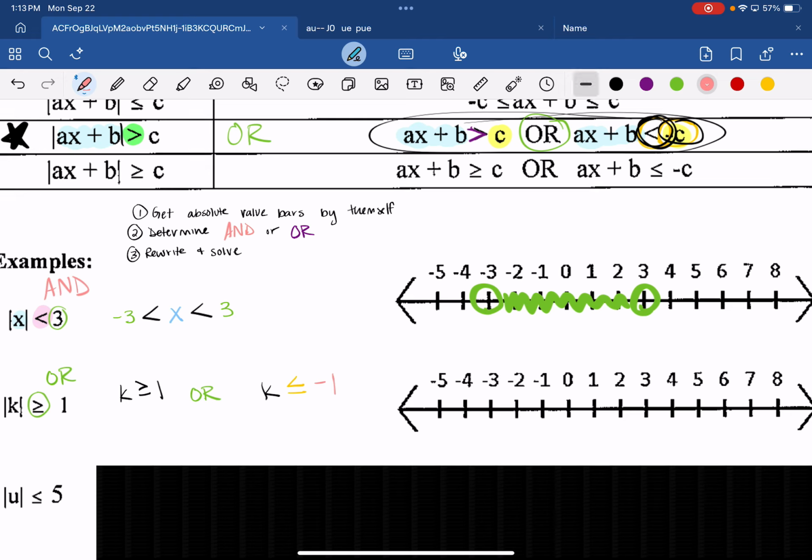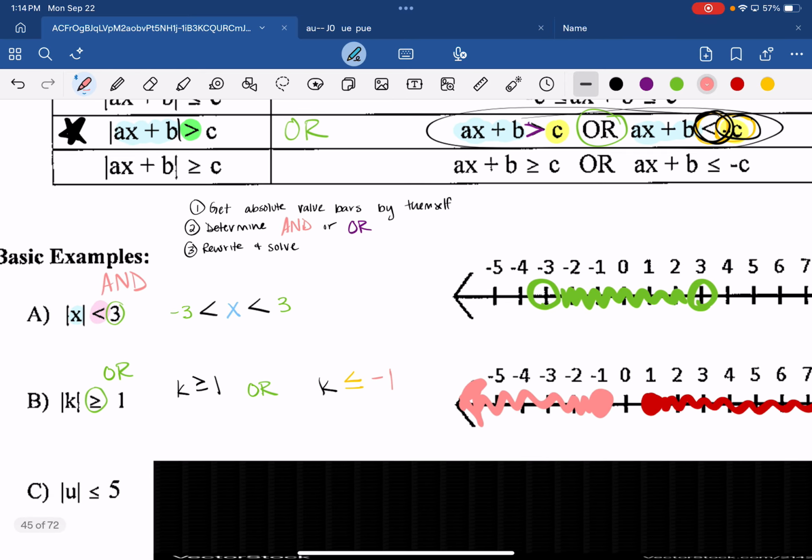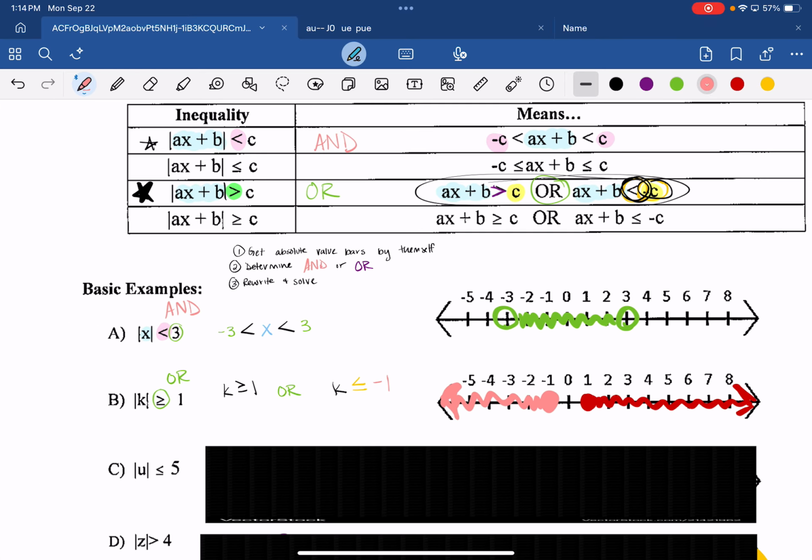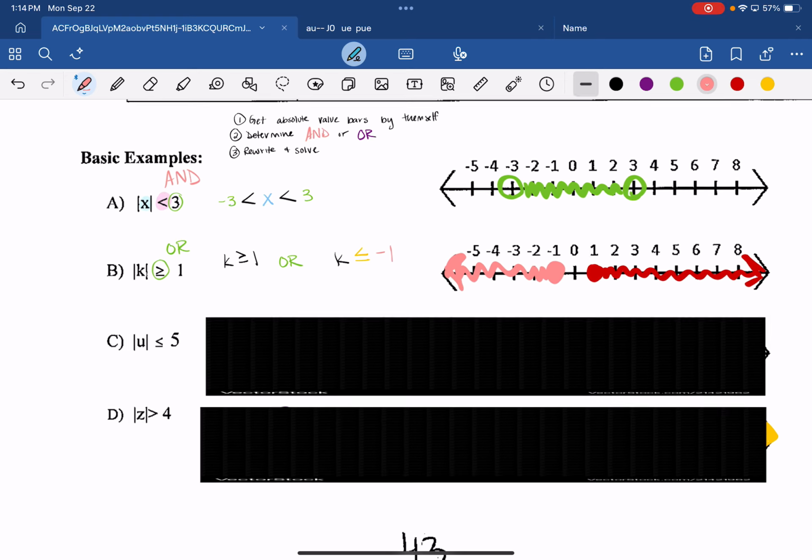Now we graph it. So on 1, I'm going to have a closed circle on 1. And K is greater than, so I'm going up. Then I have a negative 1, closed circle, and it's less than, so it's going down. And again, it's an or problem, so it should make me happy they're going in two different directions. All right. Any questions on these two? Great. Try C and D.